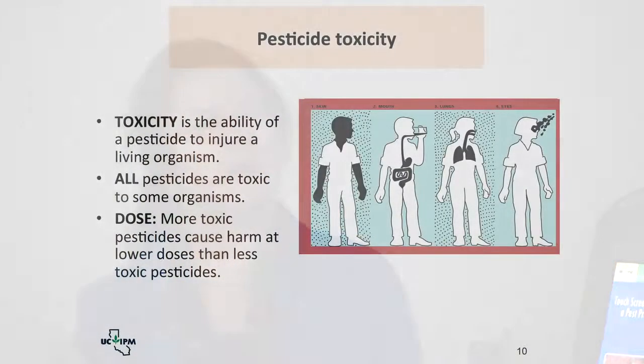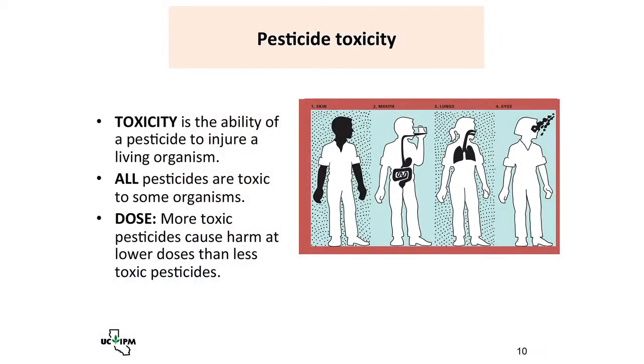But other plants, I don't know how long it would persist in flower material, but it does go into the leaves. So these are trees that lose their leaves, and then we'll get new leaves that will still be poisoning the insects. So toxicity is the ability of a pesticide to injure a living organism.